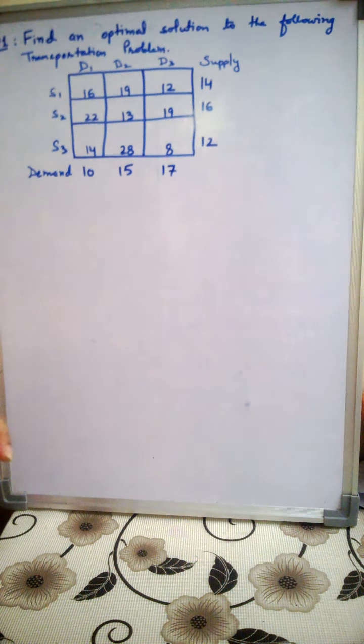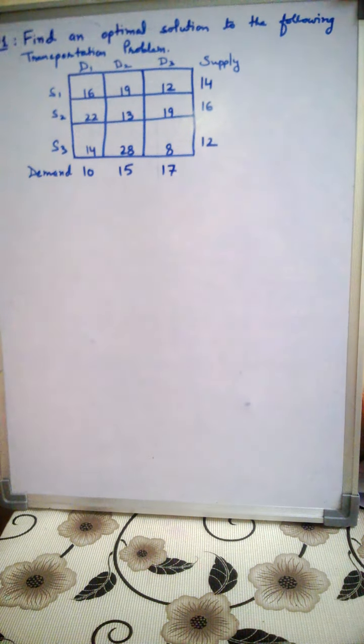In this lecture we'll be discussing a complete question on transportation problem. Here we need to find an optimal solution to the given transportation problem. Optimal means first we need to find the initial solution by using any of the three methods, and then we have to check the solution for its optimality by using Modi method.